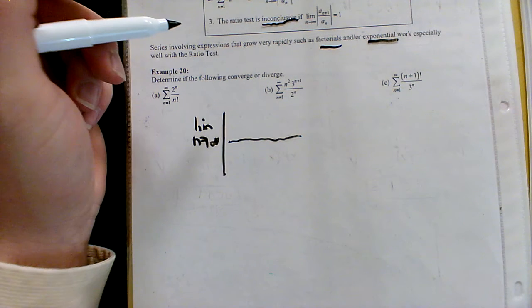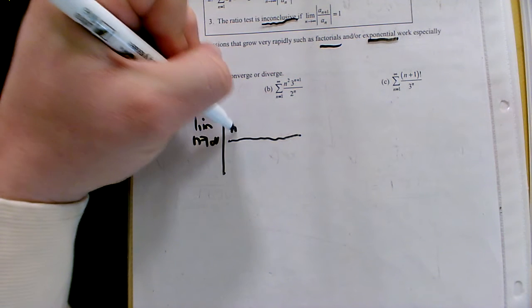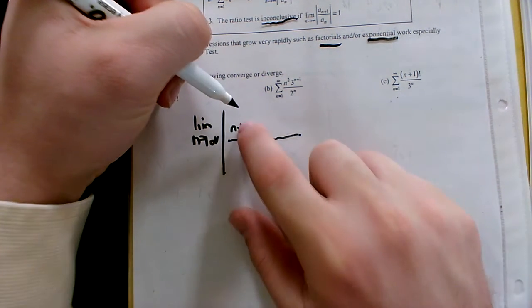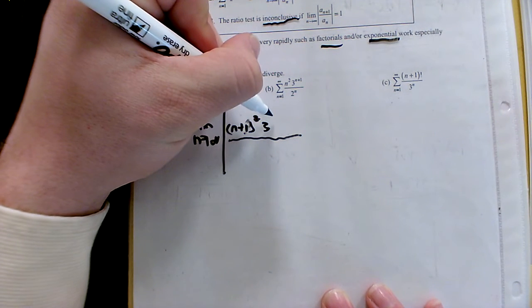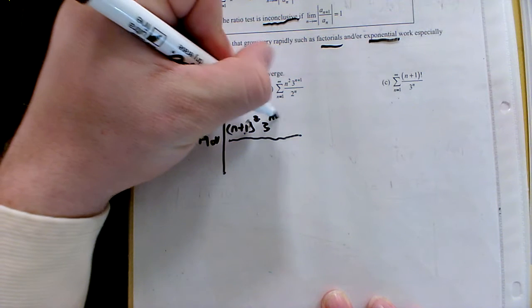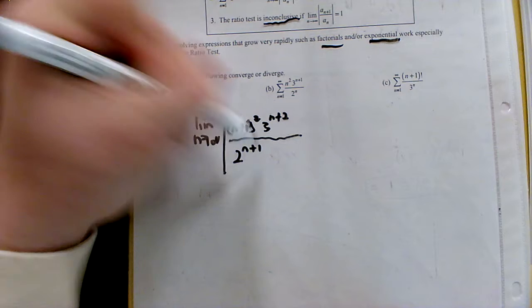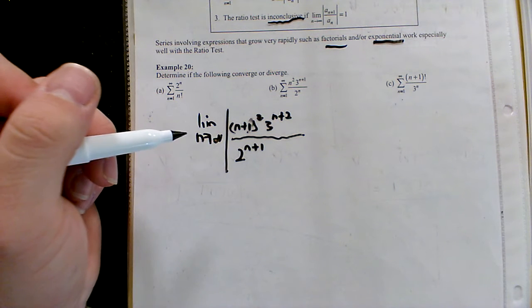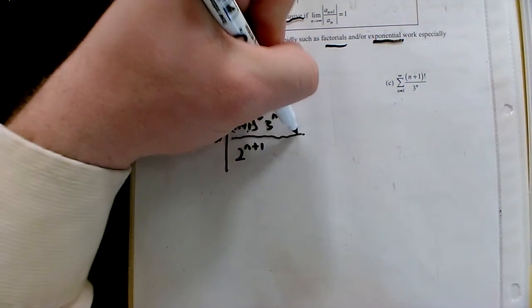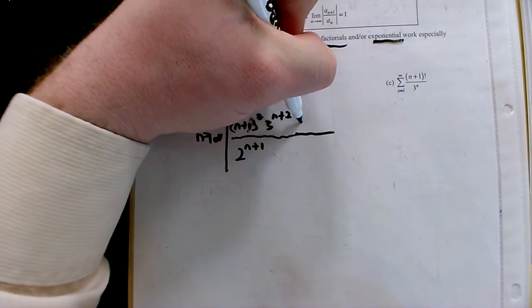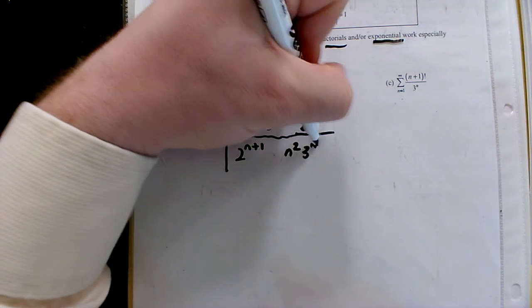We need the n plus 1 term, so what's that going to look like? N plus 1 squared times 3 to the n plus 2 over 2 to the n plus 1. Okay. Now, I'm going to skip a step here. We said that when we divide by the fraction, it's multiplying by the reciprocal. So let's just go ahead and do that all at once so it's done. That brings 2 to the n to the top, and n squared times 3 to the n plus 1 to the bottom.